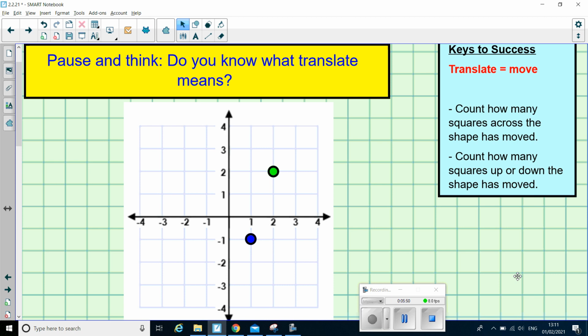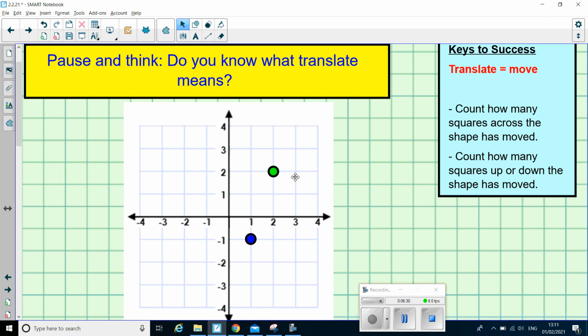So questions looking at translation might ask you how many squares it has been moved. So our keys to success are, first of all, count how many squares across it has moved, so whether that's left or right, and then count how many squares up or down it has moved. So my blue dot, to get to my green dot, has gone one square to the right, and then it has gone 1, 2, 3 squares up. So we could say the blue circle has been translated 1 square to the right and 3 squares up.